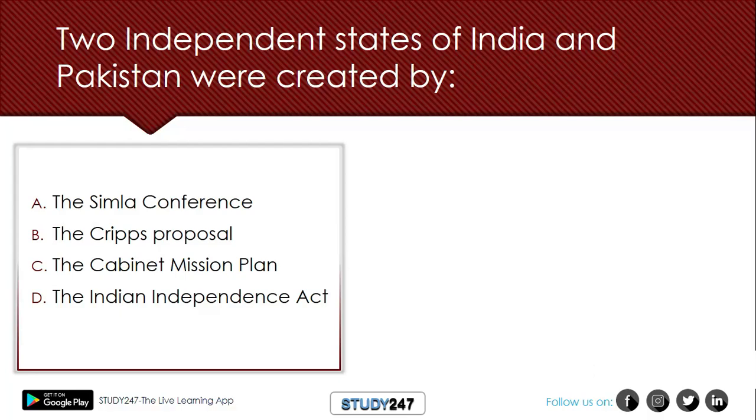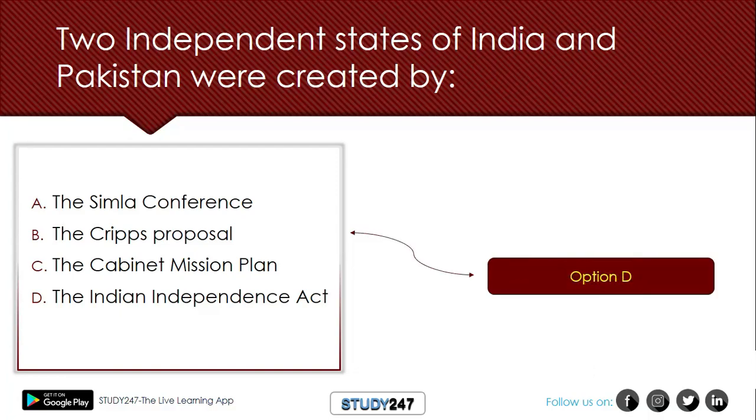Next. Two independent states of India and Pakistan were created by Option A. The Simla Conference. Option B. The Cripps Proposal. Option C. The Cabinet Mission Plan. Option D. The Indian Independence Act. So, the correct answer is option D. The Indian Independence Act.